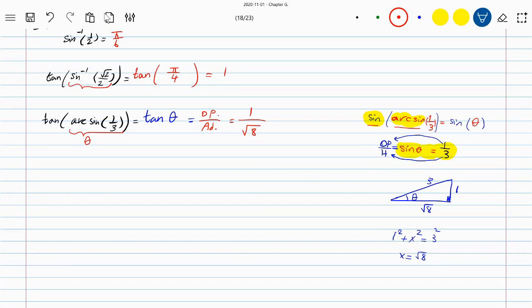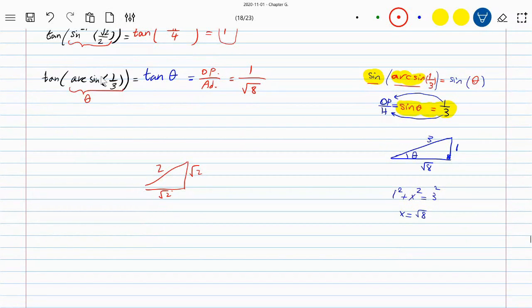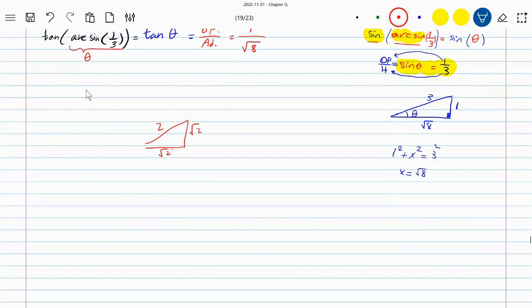You could have used it for the square root of 2 over 2 as well. In that case, what you get is a triangle, where this length is root 2, this length is root 2, this is 2. So therefore, tangent would be root 2 divided by root 2, which is simply 1. But it wasn't necessary in that case, because we knew what was the sine inverse of root 2 over 2 simply. Okay? This is a kind of a technique that we will use often.